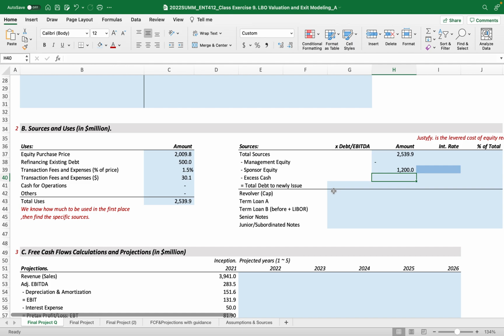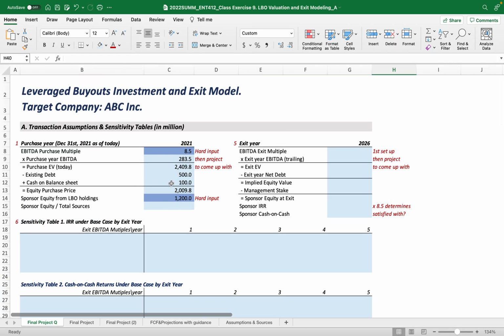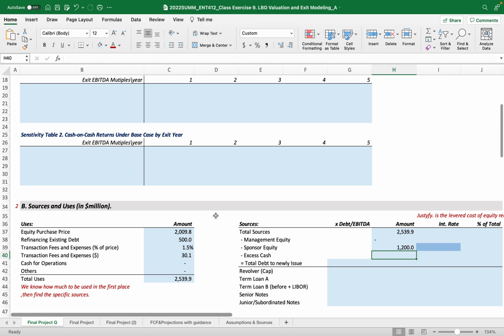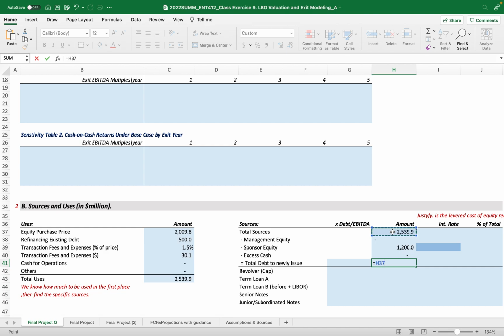Then excess cash. We don't have excess cash yet. Again, the existing cash will be used as the minimum cash amount, and then there is no excess cash. So how do we get it? Now the total sources minus sponsor equity.